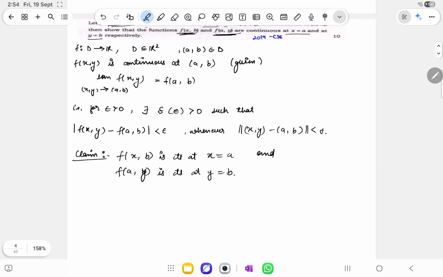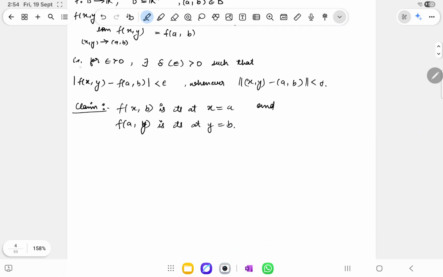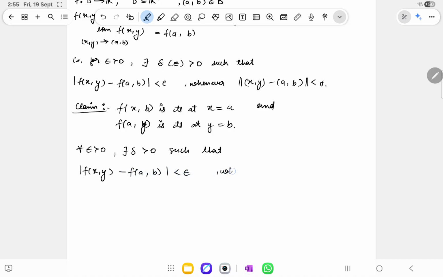So since, if I see my definition of continuity, that is, for all epsilon greater than 0 there exists delta greater than 0 such that modulus of f(x, y) minus f(a, b) is less than epsilon whenever the norm of (x, y) minus (a, b) is less than delta.